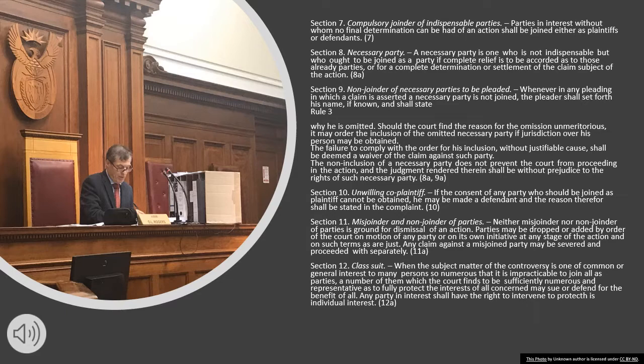Section 12. Class suit. When the subject matter of the controversy is one of common or general interest to many persons so numerous that it is impracticable to join all as parties, a number of them which the court finds to be sufficiently numerous and representative as to fully protect the interests of all concerned may sue or defend for the benefit of all. Any party in interest shall have the right to intervene to protect his individual interest.